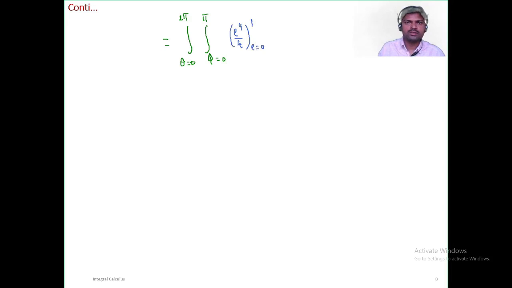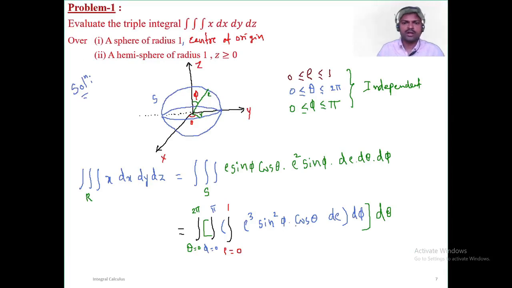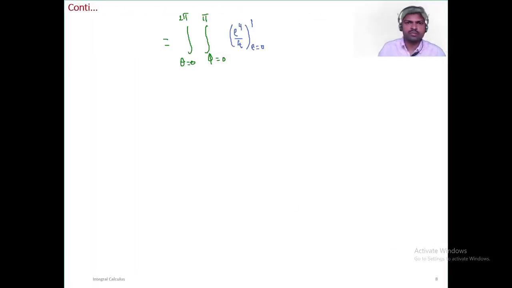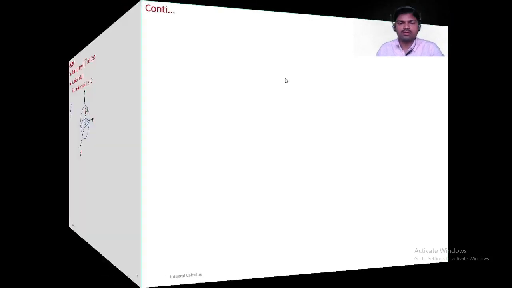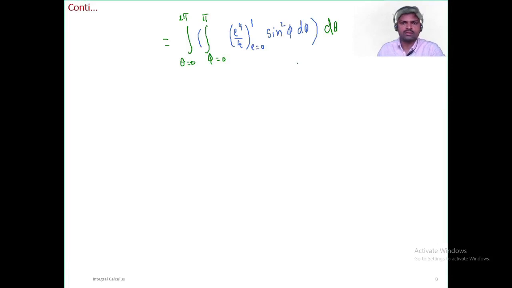After this, what are we having? Go back, we are having sine square phi and cos theta. So sine square phi d phi, after this d theta. One more term is missing here, sine square phi into cos theta, right? So sine square phi into cos theta here, like this.